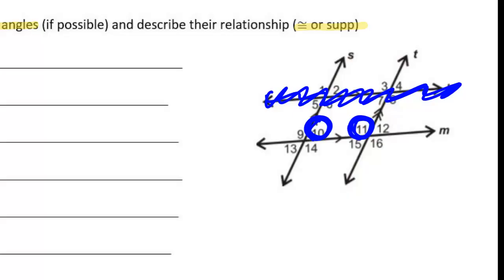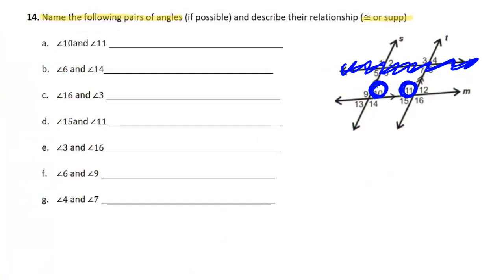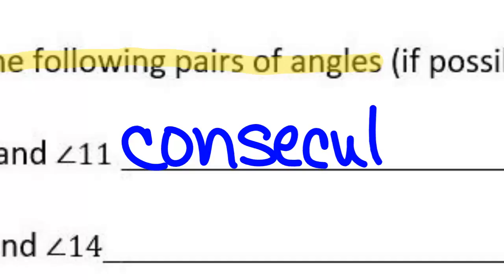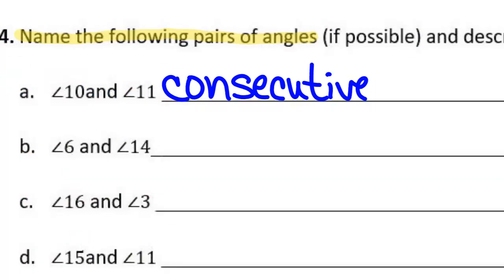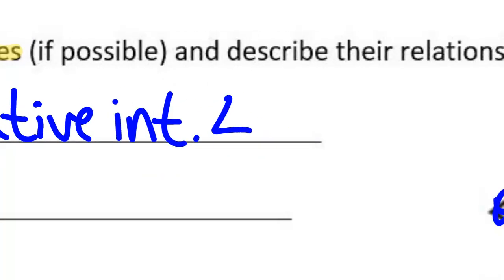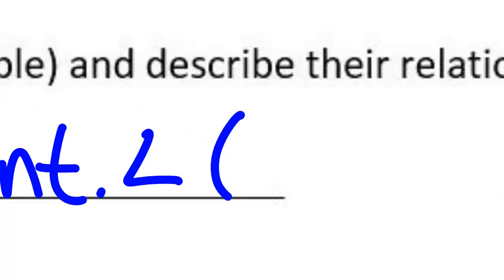So are 10 and 11 interior, exterior, or one of each? Interior. Same side or opposite sides of the transversal? Same side of the transversal. So what do we call that special angle pair? Yes, they're consecutive. Interior or exterior? Interior. Consecutive interior angles. Are consecutive interior angles congruent or supplementary? Supplementary.